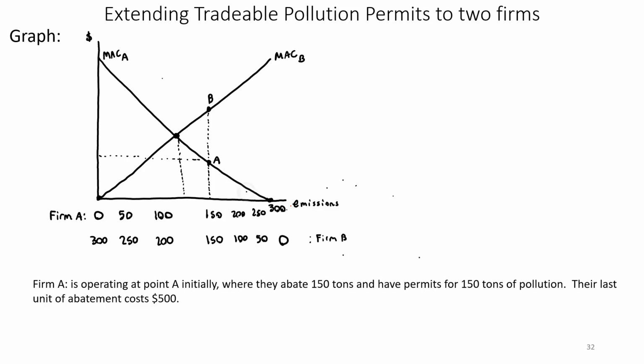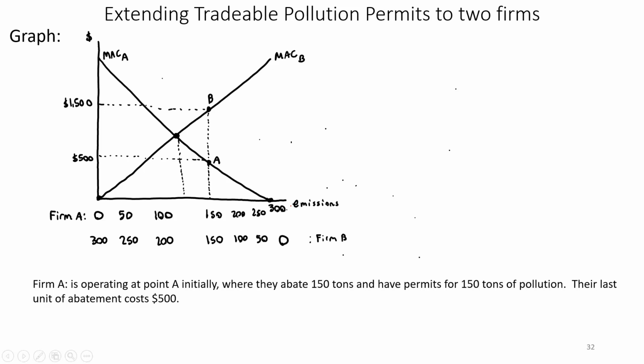So right here is the $500 that firm A is spending on their last unit of abatement. Firm B, on the other hand, is operating at point B initially, where they will abate 150 tons and have permits for 150 tons of pollution, and their last unit is going to be costing about $1,500.